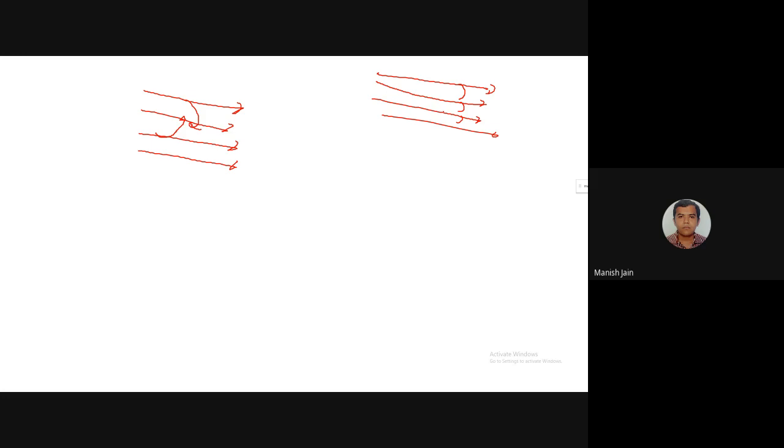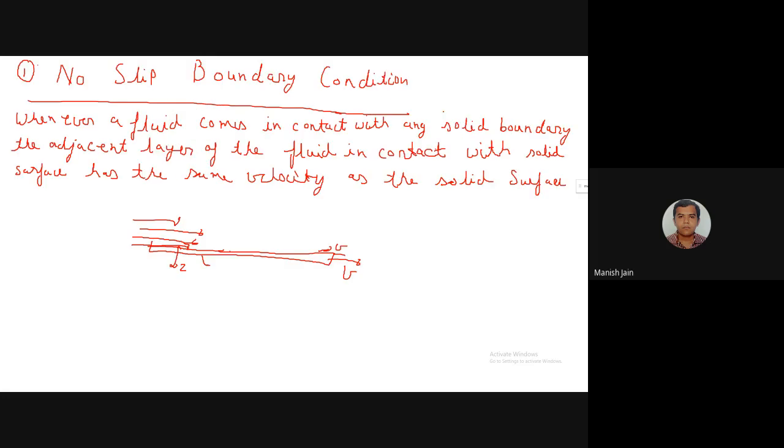So the first assumption is the no slip boundary condition. There is no slip between the solid surface and the liquid at the solid liquid interface. If the solid surface is stationary, the velocity of the solid surface is 0, then the velocity of the liquid surface in contact with that solid surface is also 0. If the surface is moving with any given velocity, then the liquid in contact with that solid surface also moves with the same velocity. If it is moving with velocity v, the liquid will also move with velocity v.